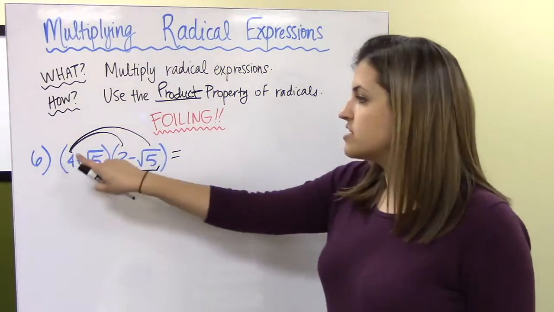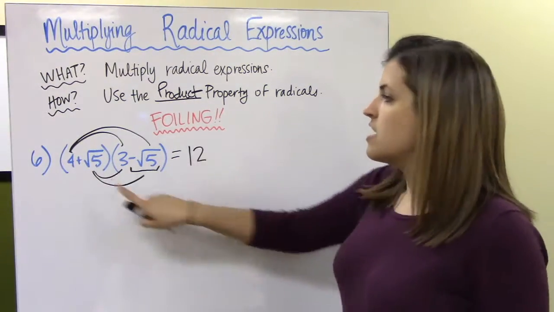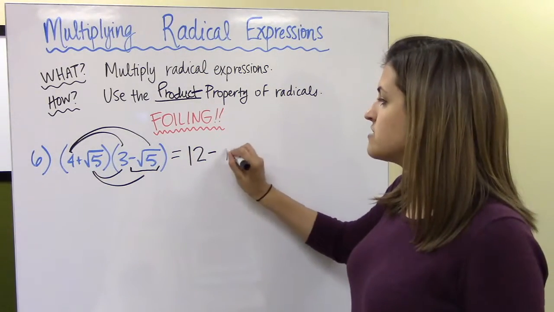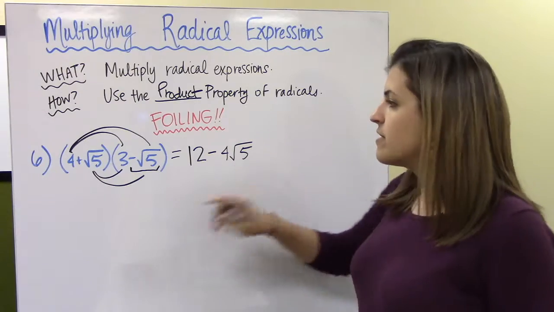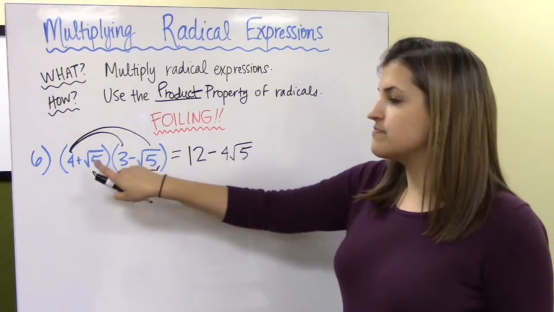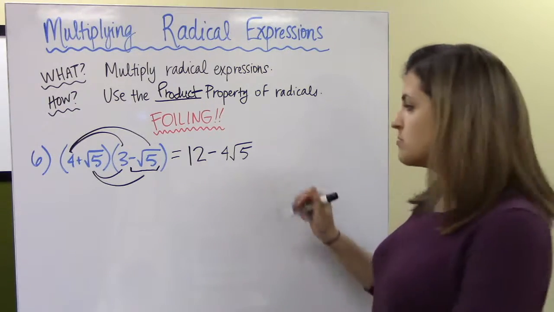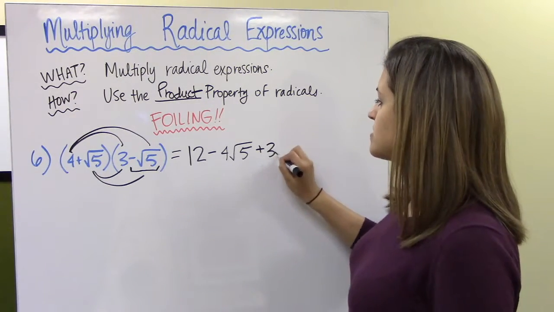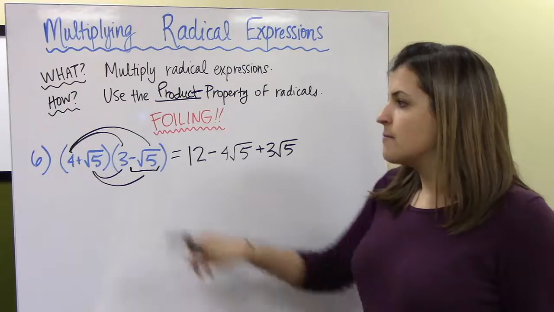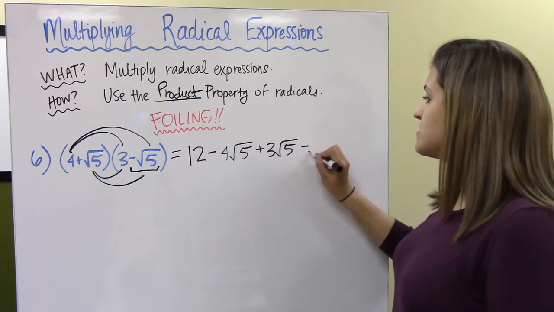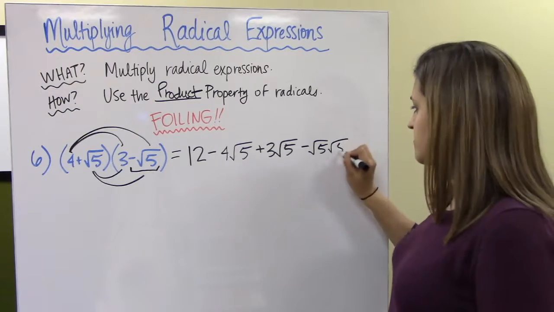First, I have 4 times 3, which is 12. Then I have last, 4 times negative square root of 5. So that's minus 4 square root of 5. Inside is square root of 5 times 3. And remember, we like to have the square roots after our numbers. So that's going to be plus 3 square root 5. And then square root of 5 times negative square root of 5. So that's going to be minus square root of 5 times square root of 5.